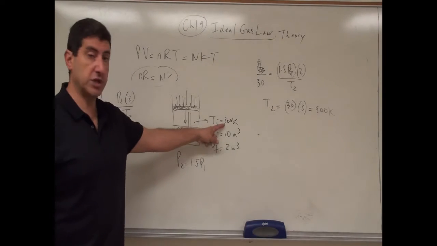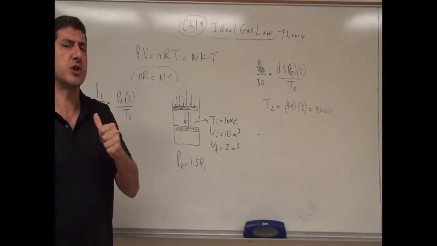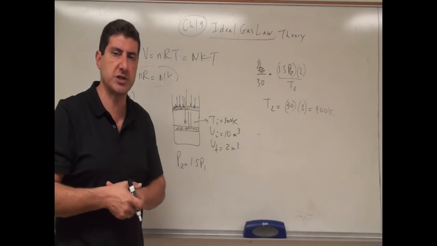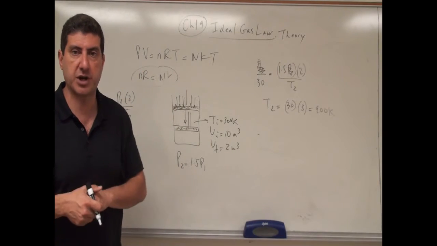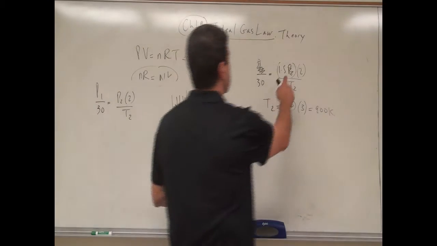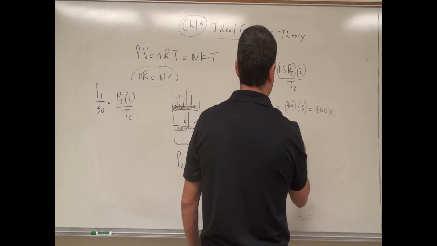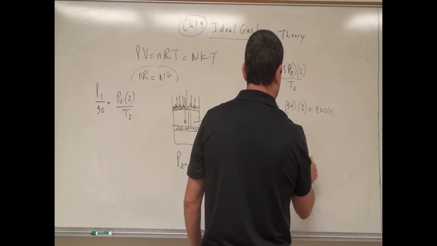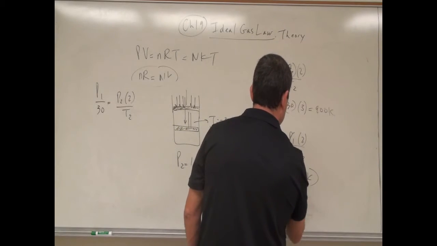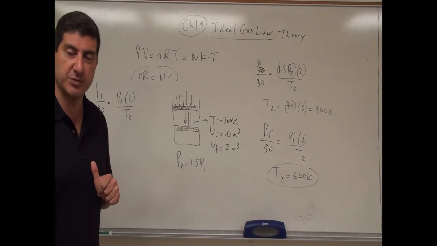So it went from 300 Kelvin to 900 Kelvin, the temperature tripled. What if we somehow managed to keep the pressure the same? That would be an isobaric process, constant pressure. Then what would happen? Well, then this number here would be equal to P1 over 30, and this would be just P1 times 2 over T2. The P1 cancel, T2 would equal 600 Kelvin. So if we manage to keep the pressure constant, the temperature will not rise as much.